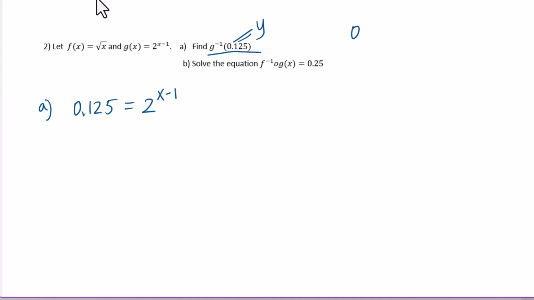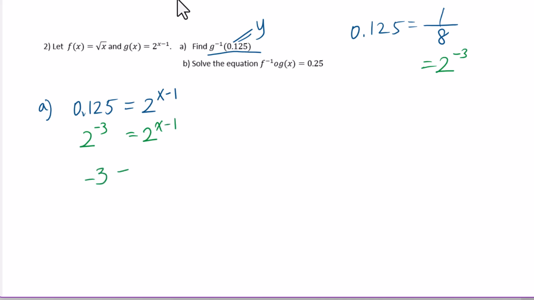Since 0.125 equals 1 over 8 equals 2 to the negative 3rd power. 2 to the negative 3rd power equals 2 to the x minus 1's power. Cancel the base, negative 3 equals x minus 1. So x equals negative 2.